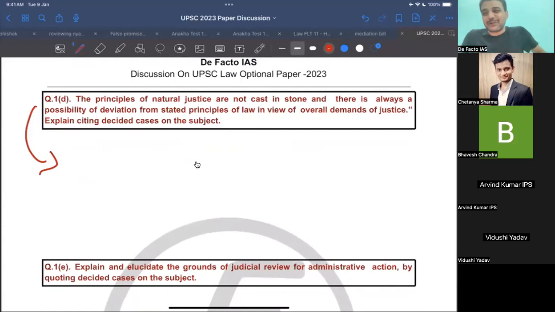That is why I keep on repeating to you, right? UPSC always repeats questions. Now I have taken the feedback of other optionals, right? And I have got this feedback, the questions are quite tough. But in UPSC, it is exactly the same. Right? It is flexible. Now this, it is not cast in stone, always a possibility of deviation.